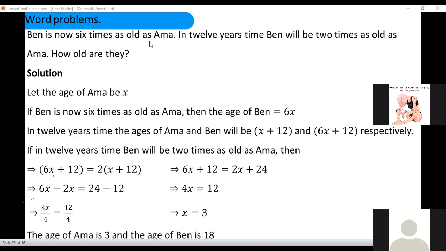So we said that let the age of Amma be x. If the age of Amma is x, then if Ben is now 6 times as old as Amma, the age of Ben is 6x. Meaning that 6 times Amma's age is Ben's age. That is the statement. Ben is now 6 times as old as Amma.